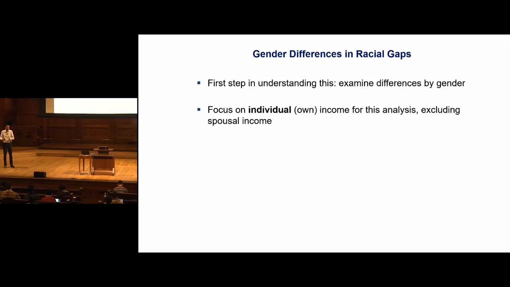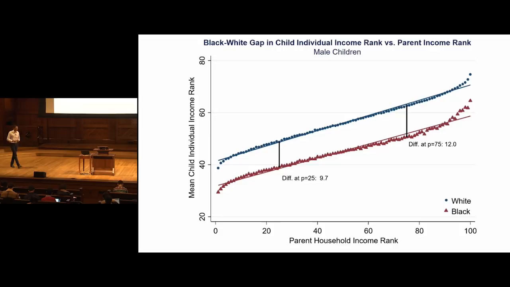If I were to look at household income, then that's gonna get added into the women's side of the ledger, and it's gonna mask the pattern that I wanna show you here, okay? So we're gonna look at own earnings for the kids in the next few slides. Okay.